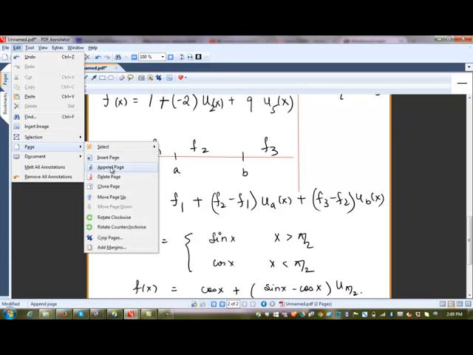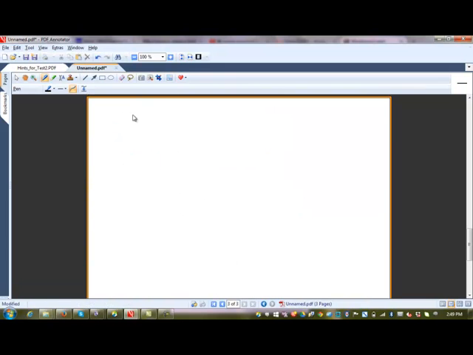Let me write down the formula here. The Laplace transform of u_a(x) times f(x) is nothing but the Laplace transform of f(x + a) times e to the power minus as, where a is bigger than 0. So this is how you will find the Laplace transform.